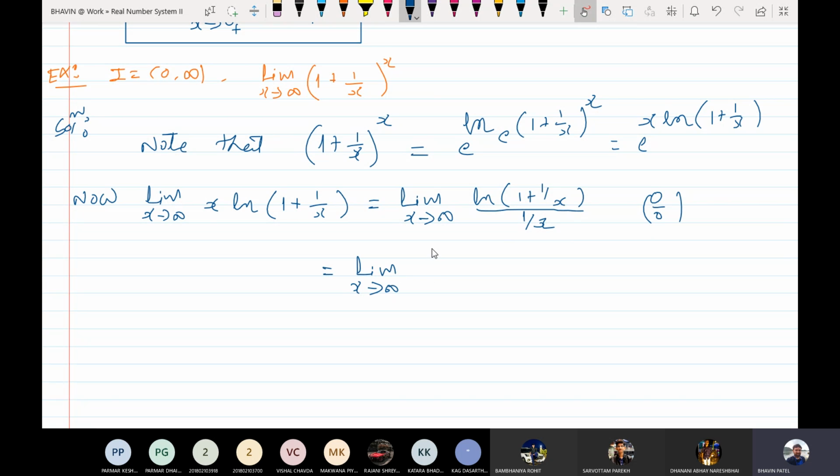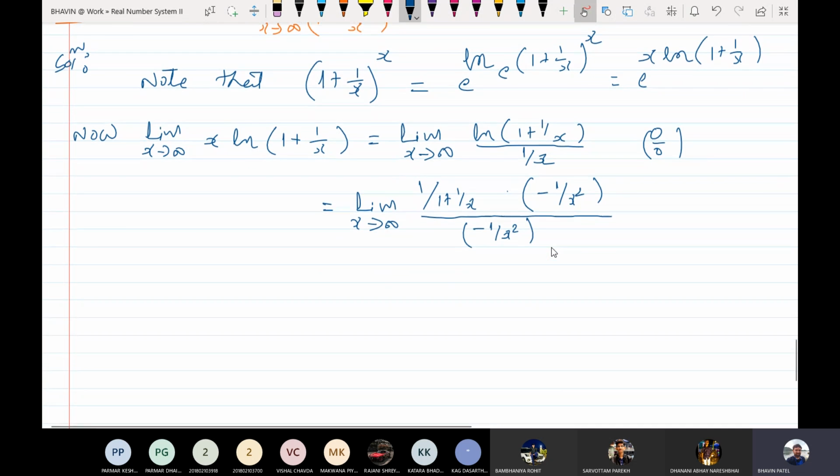Okay, what is the derivative of ln? This is 1 upon the argument, so 1 upon 1 plus 1 by x. Now what is the derivative of the argument? Derivative of 1 is 0. Derivative of 1 by x is minus 1 upon x square. So now this gets cancelled against the minus 1 by x squared in the denominator. Do you understand? Okay. Yes, sir.